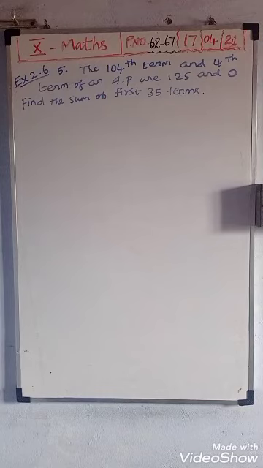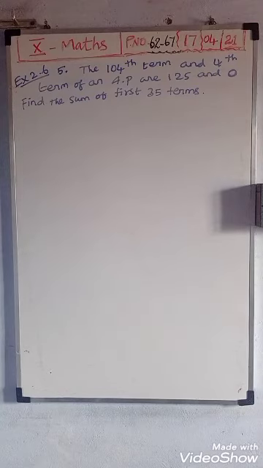See the next, fifth question. The 104th term and fourth term of an AP are 125 and 0. Find the sum of the first 35 terms. To find the sum of the first 35 terms, first we want to know the first term and common difference. So first we want to find that series. For that, it is given that the 104th term is 125 and the fourth term is 0.